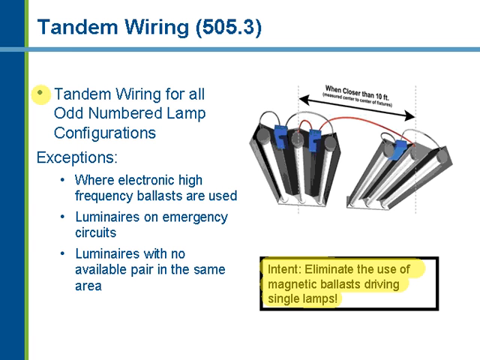If you have electronic high-frequency ballasts, whether they're single lamp, double, triple, whatever, those are allowed without any restrictions. If you have luminaires on emergency circuits, those you don't have to tandem wire. And if you have luminaires, of course, with no available pair in the same area, then there's no capability to tandem wire, and it would not be required. This kind of situation doesn't happen much anymore with the proliferation of electronic ballast, but it still occurs occasionally, and you do need to be tandem wired in those situations.